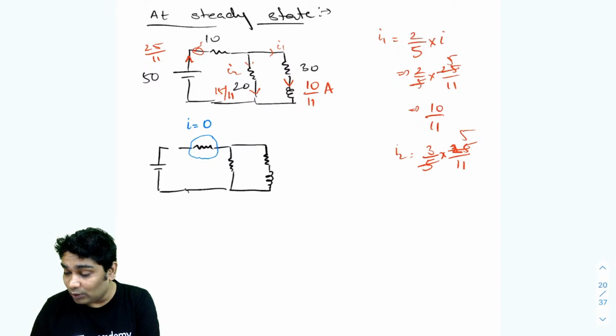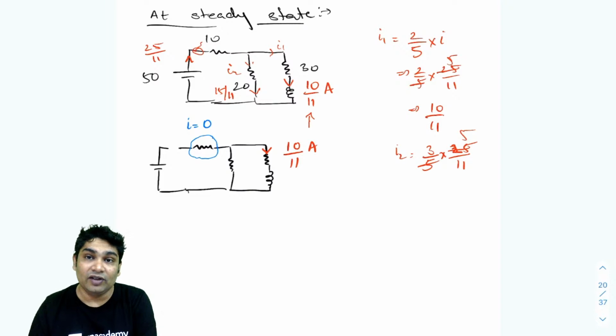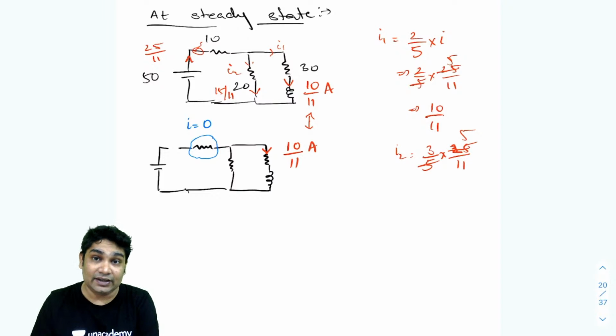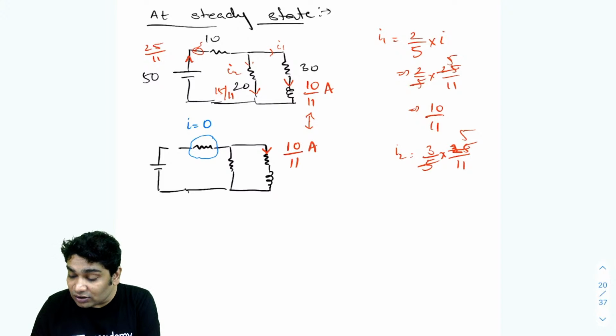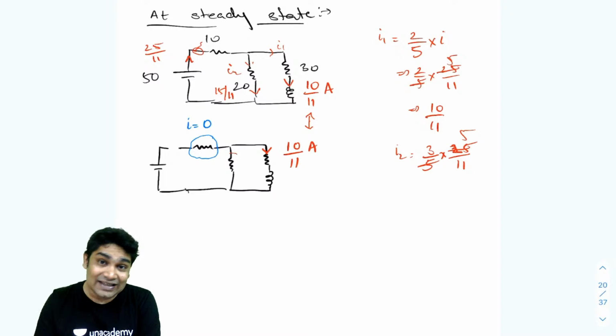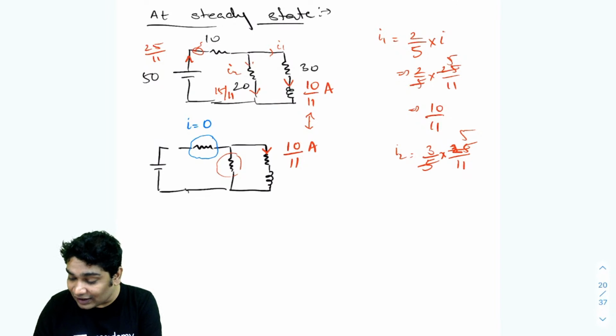However, how about the current in this branch? The current in this branch cannot change instantaneously. It will remain 10 over 11. Just before it was 10 over 11, just after also it will remain 10 over 11 only, because this current can never change instantaneously. How about the current through this? The current through this can change instantaneously, because this branch does not have a resistance. So what will happen is that this entire current of 10 over 11 would start to flow like this.